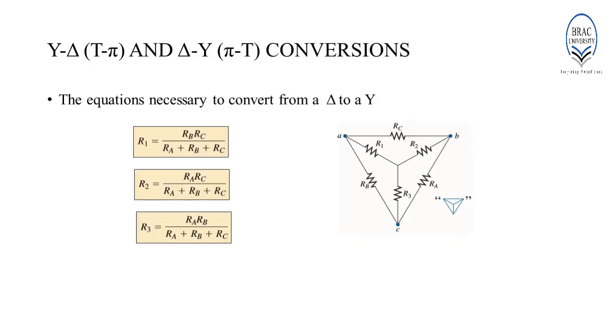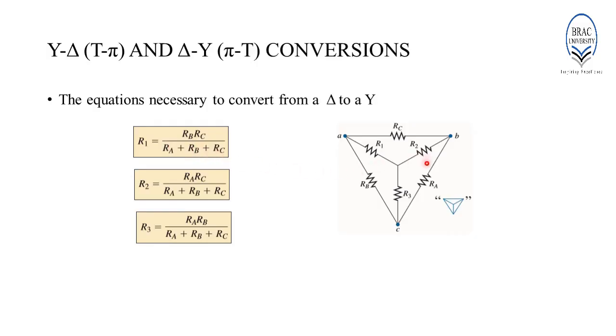In order to change the configuration from delta to Y, these are the equations which we will need. To determine R1, the formula which we will need is this one. That is, R1 will be equal to RB multiplied by RC divided by the summation of all the three resistors of the delta network, that is RA plus RB plus RC.